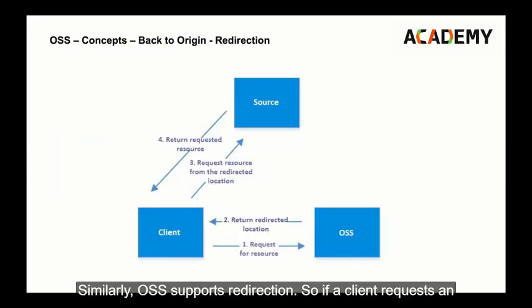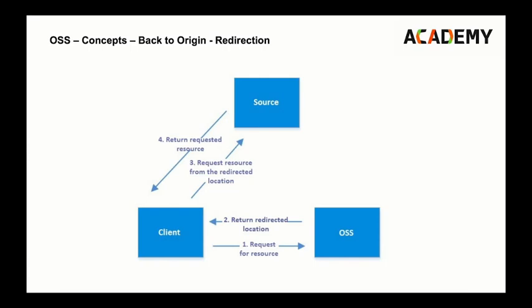Similarly, OSS supports redirection. So if a client requests an object that's not stored in OSS, OSS can send back a redirect directive, and the client can then go fetch the object from some other source. Again, this is a web hosting related feature that can help you to deal with some common web hosting scenarios.